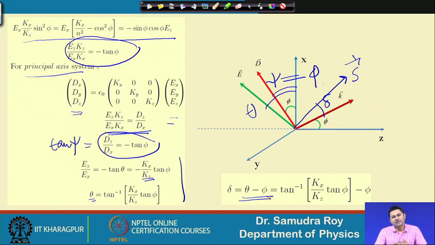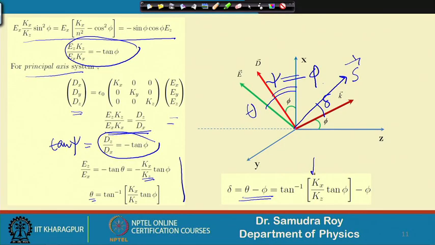That means if I launch a k vector in one direction, the S vector will be in a different direction. If somebody wants to know the direction of the S vector with respect to the k vector, that is, the angle between the k vector and the S vector, in this treatment we call it delta. So delta will be equal to this amount. If k x, k z and phi are given to you, you will find the walk off angle between these two.